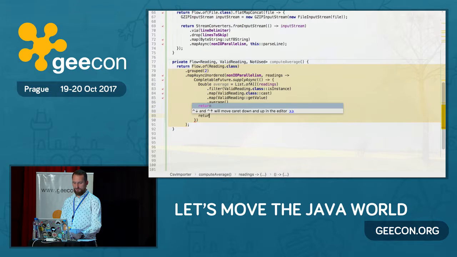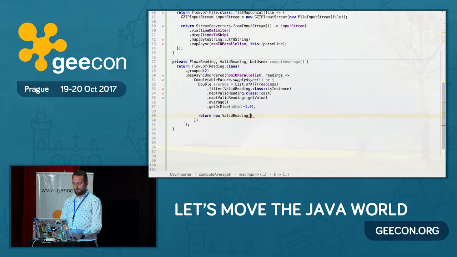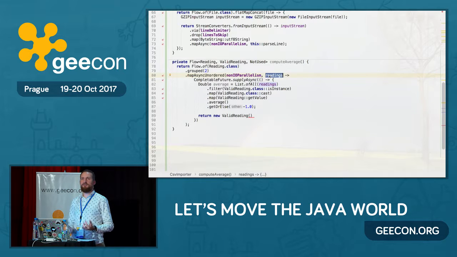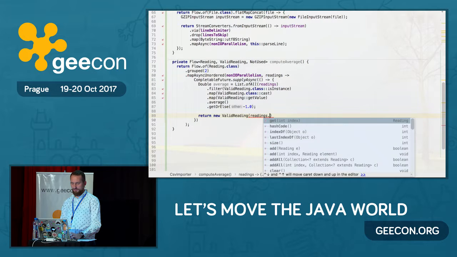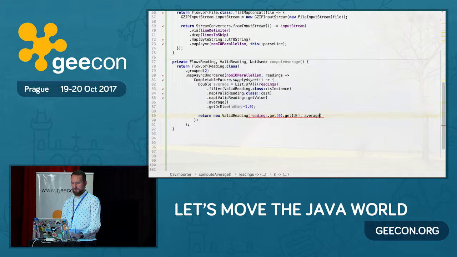And now what we need to do is emit the average downstream as our domain object, as a valid reading. Since in the readings list we had two readings, be it valid or invalid, we are certain that both contain an ID. So we are safe to just extract the ID from the first reading on the list, and we'll use the average as the value.